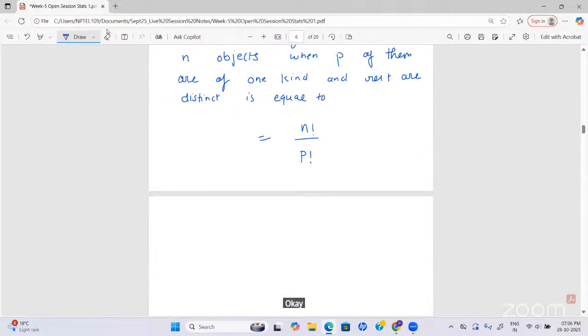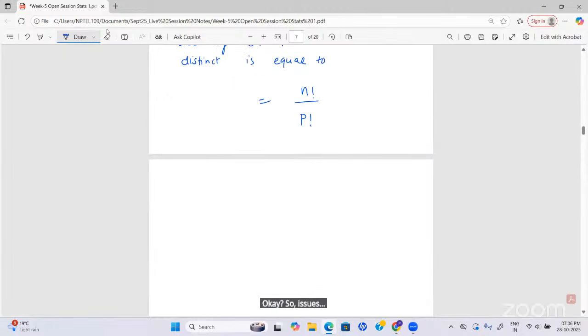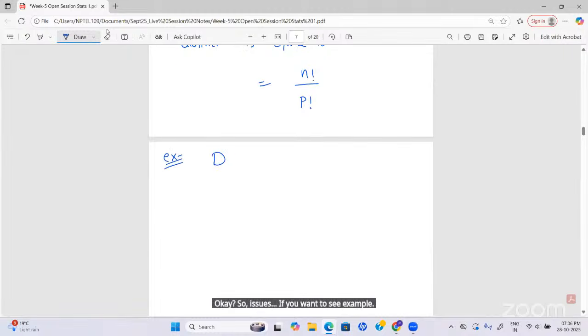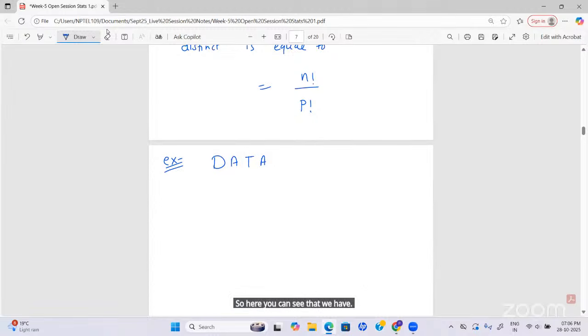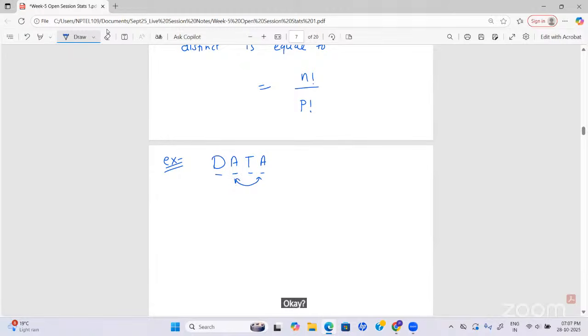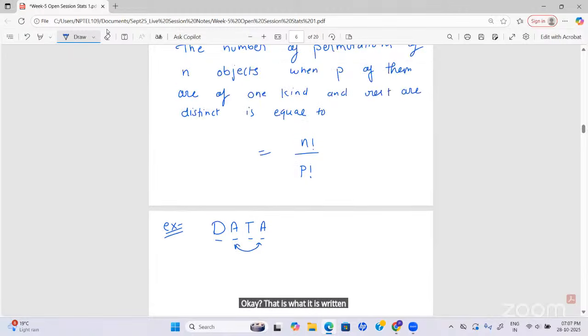If you want to see an example, you have the word DATA, and you want to arrange the letters of this word. Here we have in total 4 letters, but 2 letters are the same. That is what is written: p of them are of one kind. So here 2 items are of one kind.